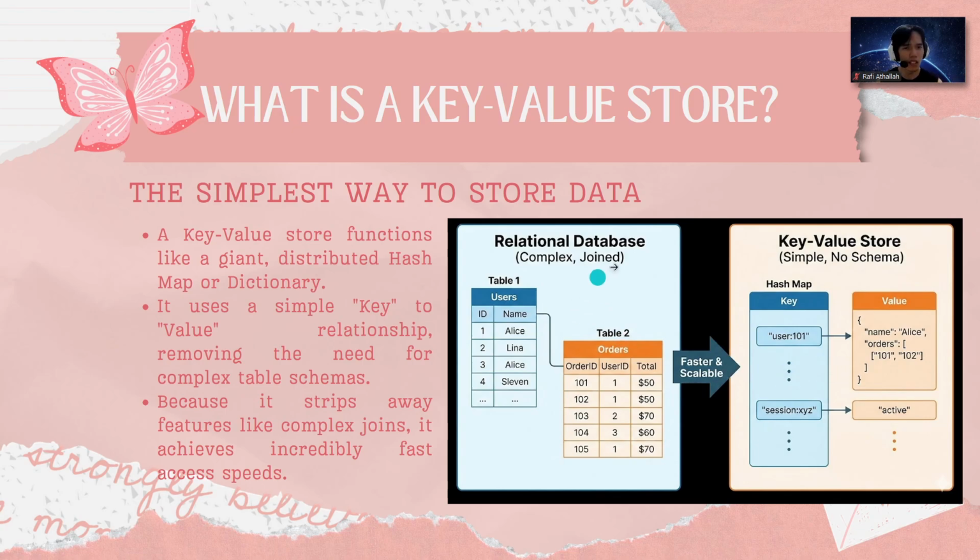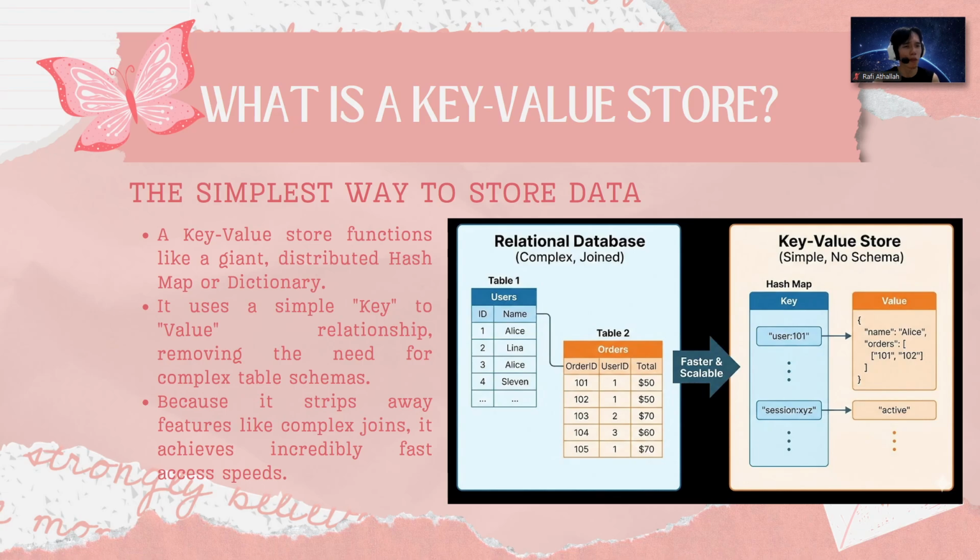So, relational database: complex, and join. For example, data table 1 and table 2 is joined, and it's pretty slow. If there's like a million users trying to query, then there's a probability that the server might crash. Now, there's a faster and scalable way to do it using key value store. It is simple and has no schema at all.